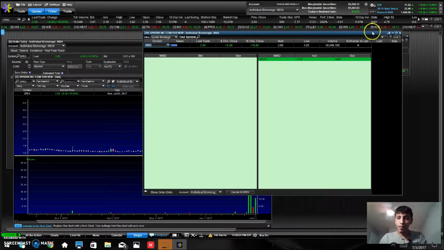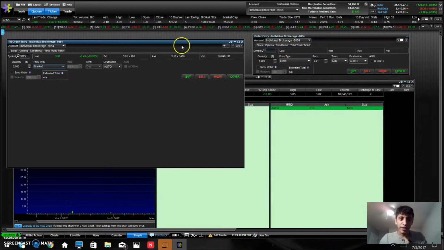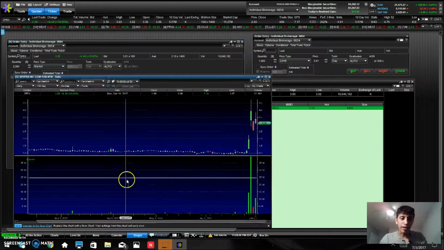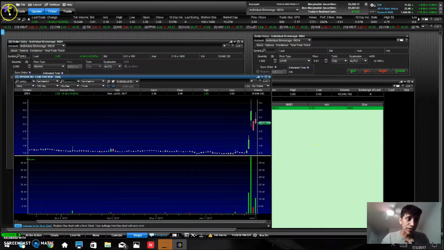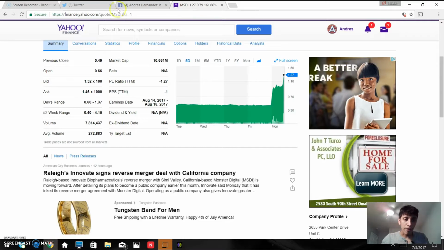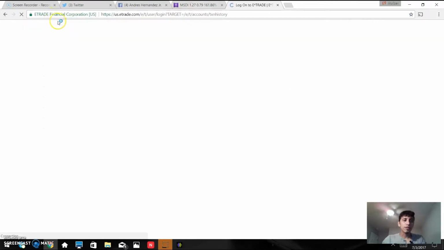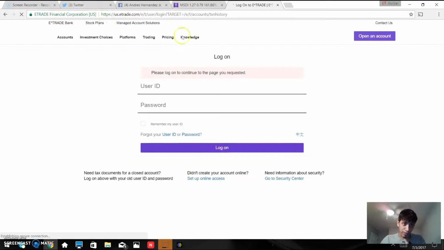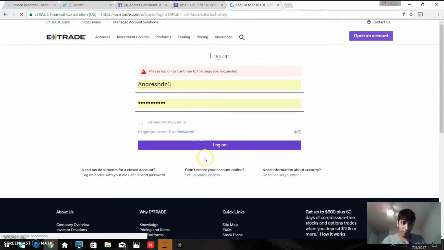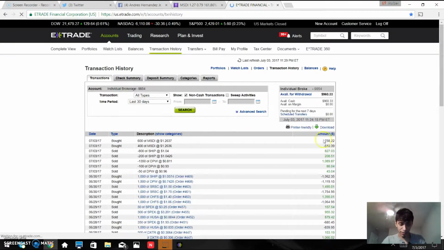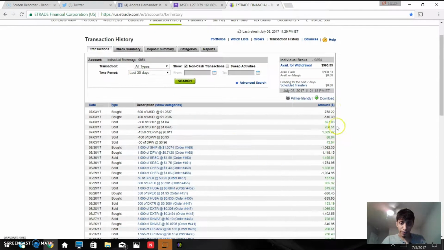Now that you guys know what the order entry is, this software here is called ETrade. You see this? So that's a broker account that you can get under ETrade. ETrade is a broker itself, an electronic broker. This shows everything that I've done as far as how many shares I bought, how many shares I've sold.